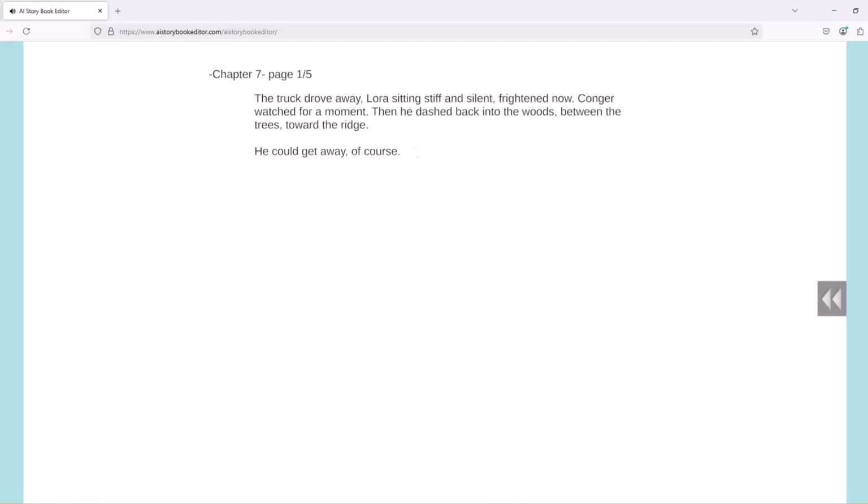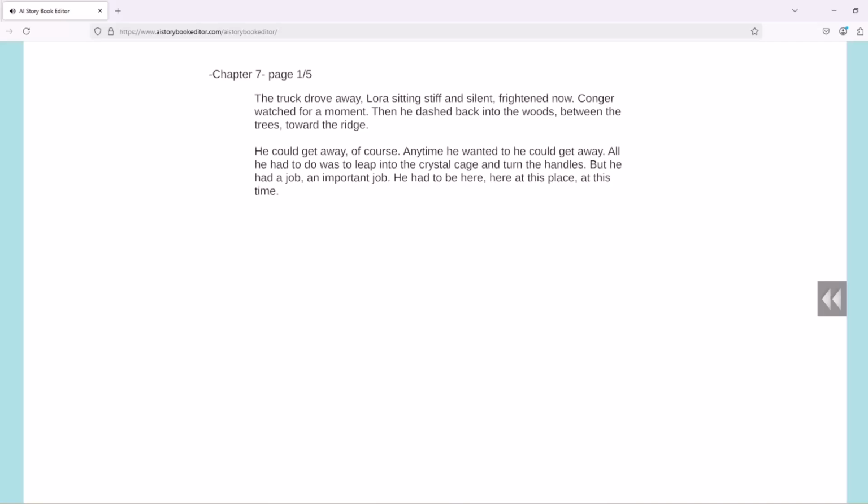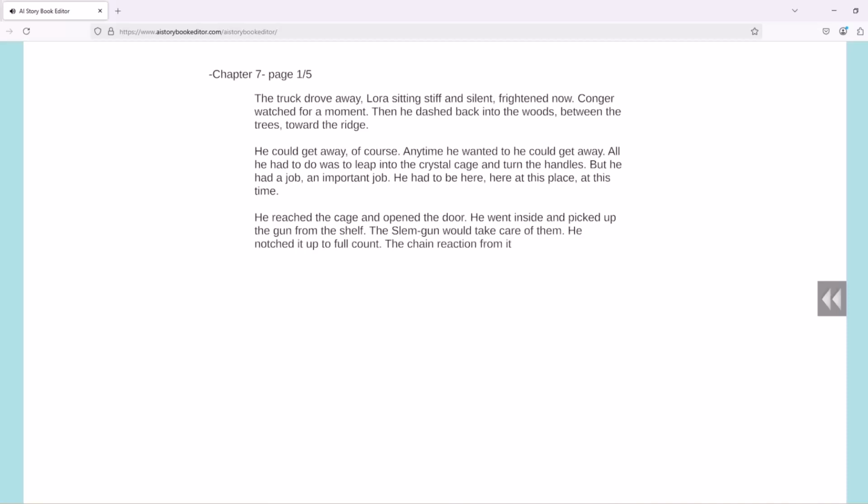He could get away, of course. Any time he wanted to, he could get away. All he had to do was to leap into the crystal cage and turn the handles. But he had a job, an important job. He had to be here, at this place, at this time. He reached the cage and opened the door. He went inside and picked up the gun from the shelf. The Slem gun would take care of them. He notched it up to full count. The chain reaction from it would flatten them all. The police, the curious, sadistic people. They wouldn't take him. Before they got him, all of them would be dead.